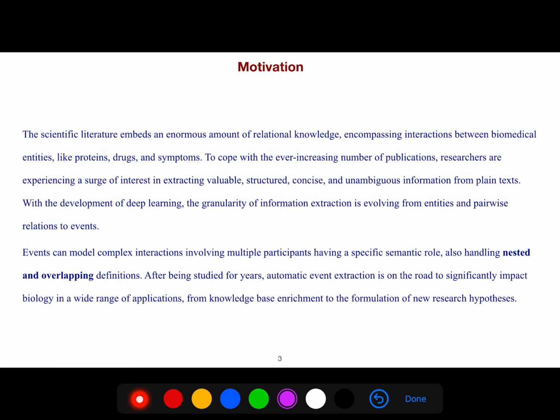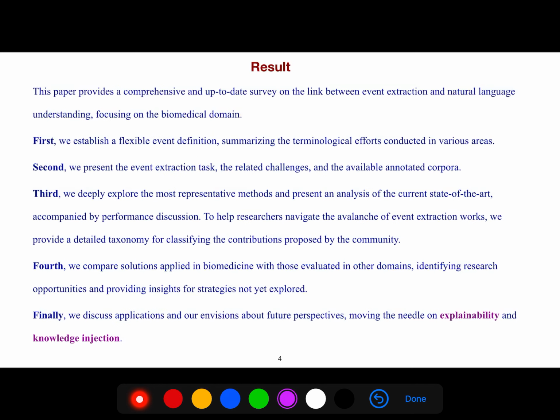After being studied for years, automatic event extraction is on the road to significantly impacting biology in a wide range of applications, from knowledge-base enrichment to the formulation of new research hypotheses. So this paper provides a comprehensive, up-to-date survey.